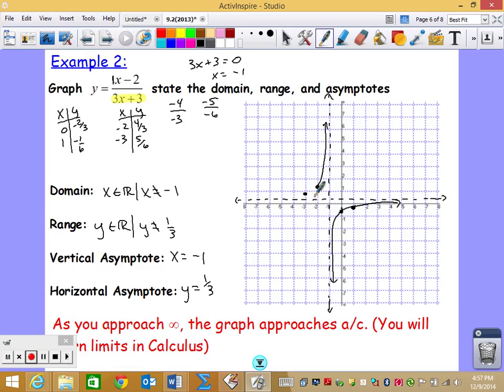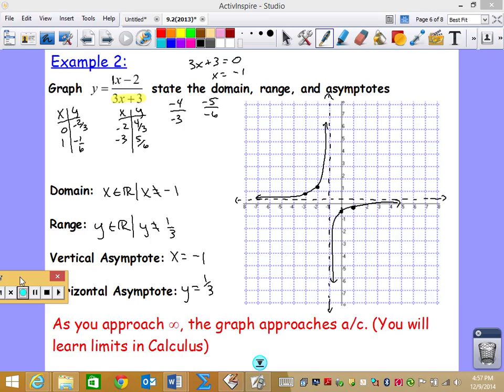Again, if I draw my hyperbola, it's going to go through those points, follow along, and we're good. So when it's in the form where it's not as convenient, you're going to have to work a little more with some fractions maybe when you get your answers. And again, on the bottom there, if you guys can see, as you approach infinity, the graph approaches a divided by c. That's just the limit definition in calculus.